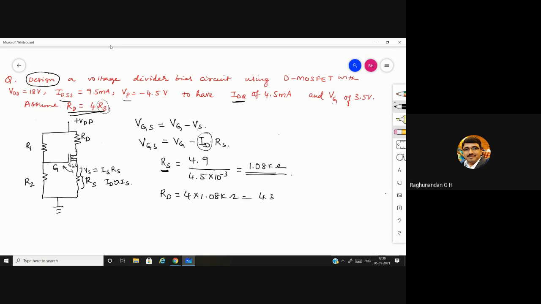So 4.32, sir. 4.32 kilo ohm. Okay. Now, next step is, so we found these two values. Our next step is to find R1, R2. To find R1 and R2, do we have any equation which supports in finding out these values?